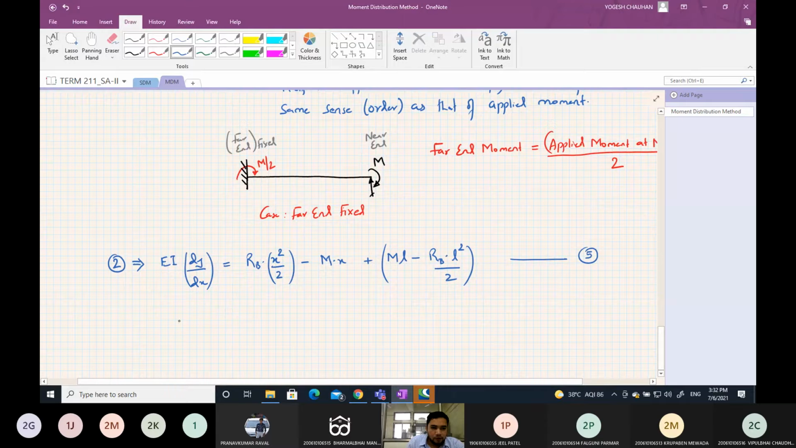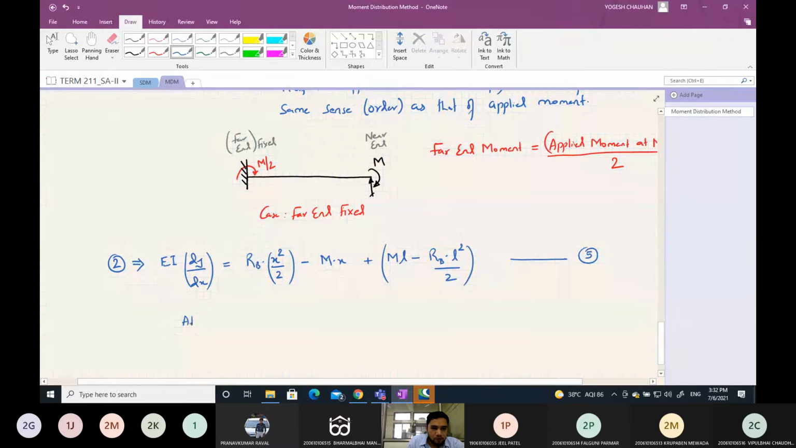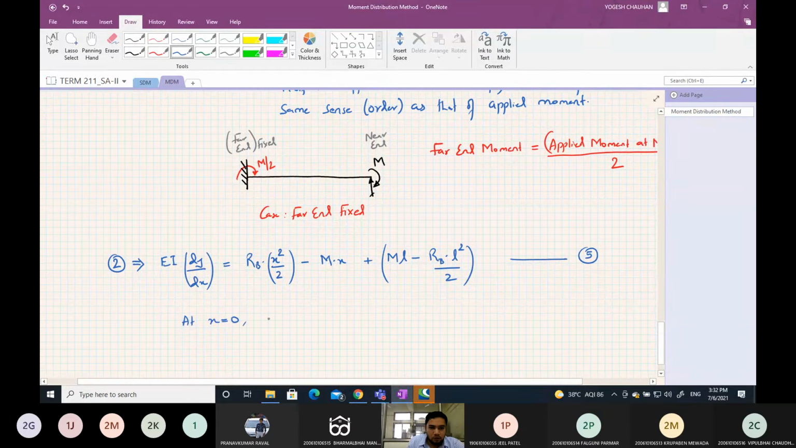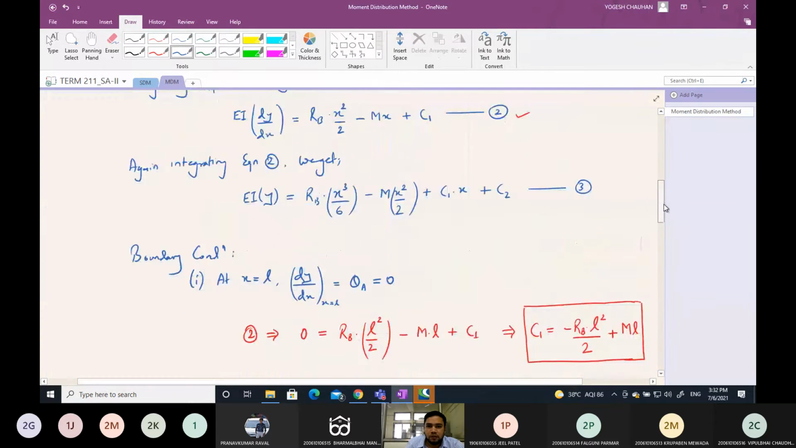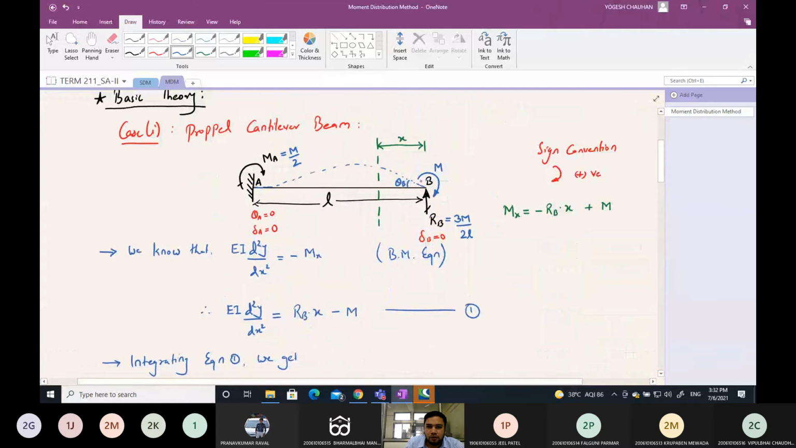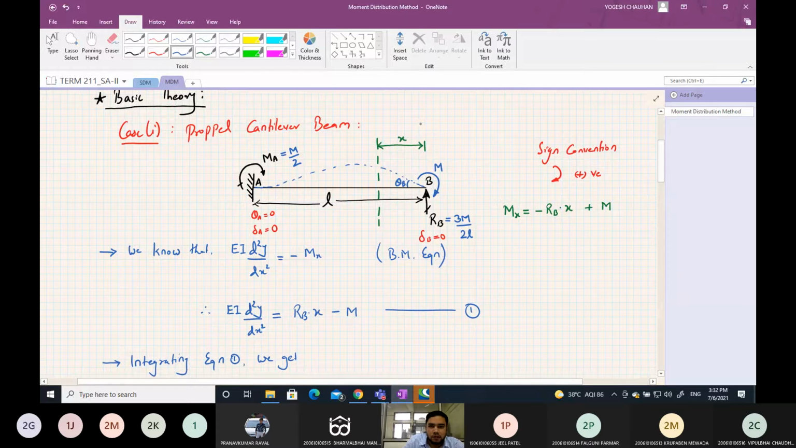So at x equals to 0, this dy by dx at x equals to 0 will be equal to theta B. Okay, means when x is equal to 0, this x is 0, so this is the direction of the x.